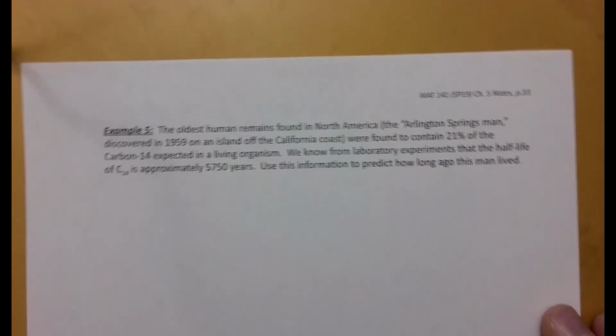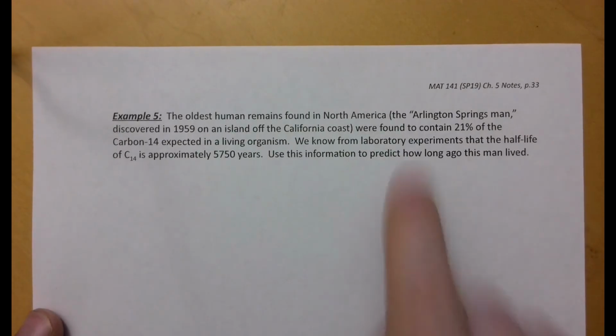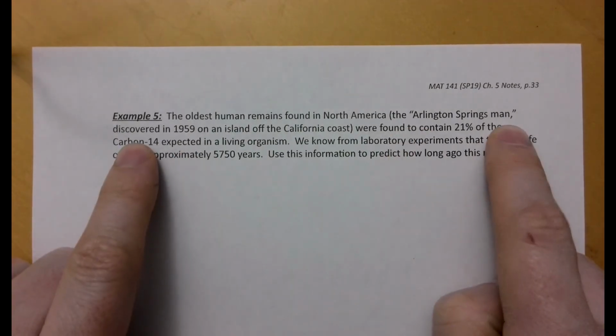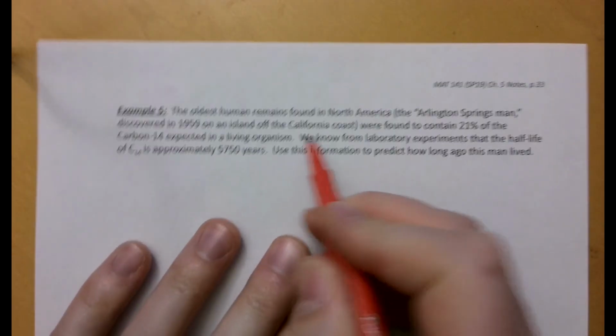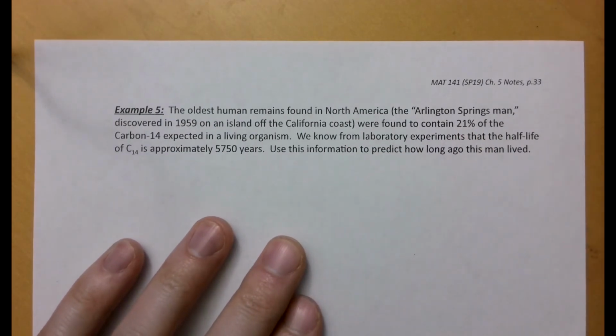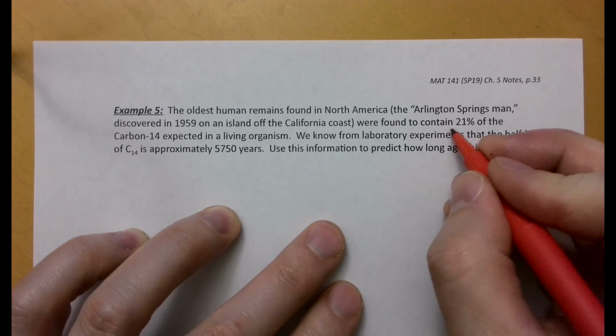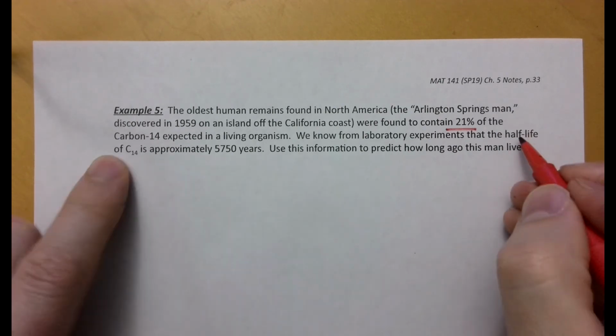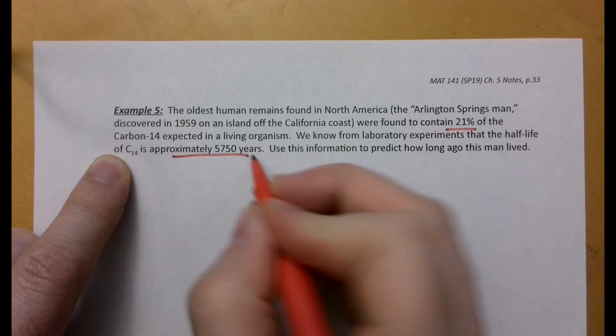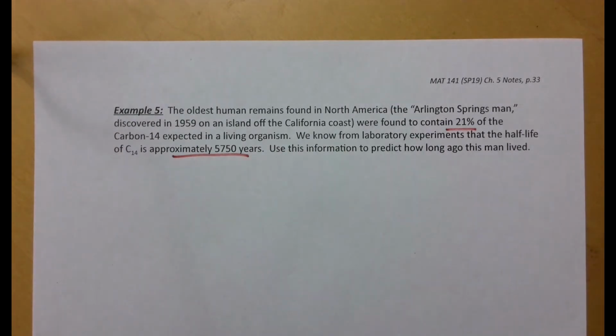The oldest human remains found in North America are called the Arlington Springs Man. They were found in 1959 on an island off of the California coast. Feel free to Google that and see what's going on. They were found to contain 21% of the carbon-14 expected in a living organism. From laboratory experiments, we know that the half-life of carbon-14 is approximately 50 years. We're going to use this information to predict how long ago this man lived.